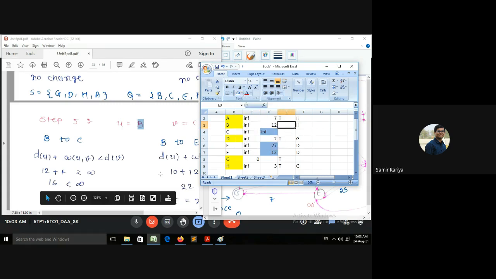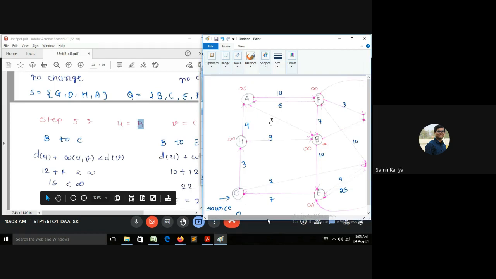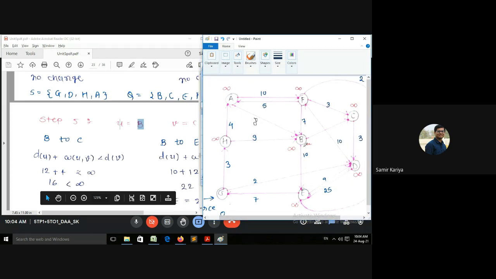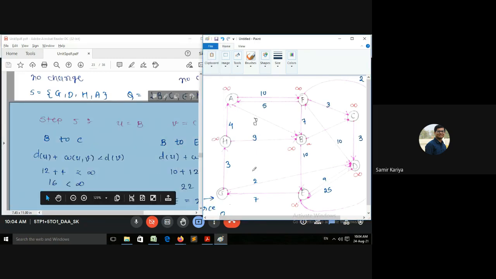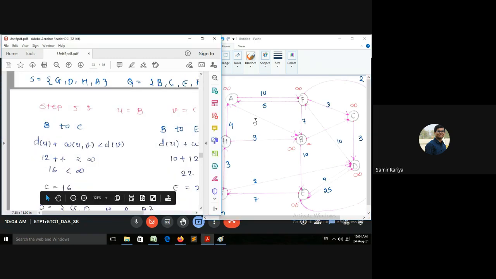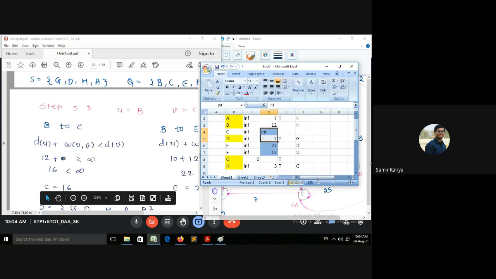Okay. Now direct edges from B, for Bombay. That's B to E as well as B to C. So B to C: B's distance is 12 plus B to C, that's 4, 16. Is 16 less than infinite? Yes. Then you have to update here 16. And here you may write the parent, that's capital B.